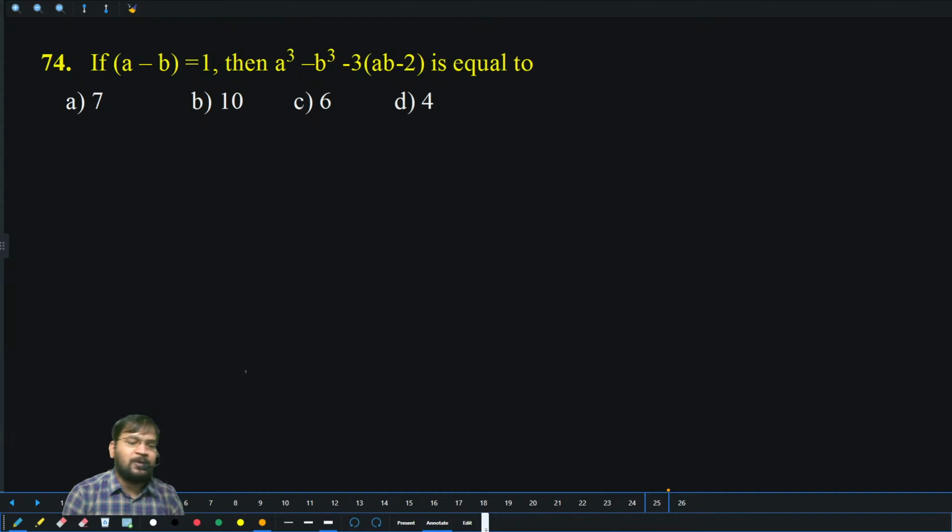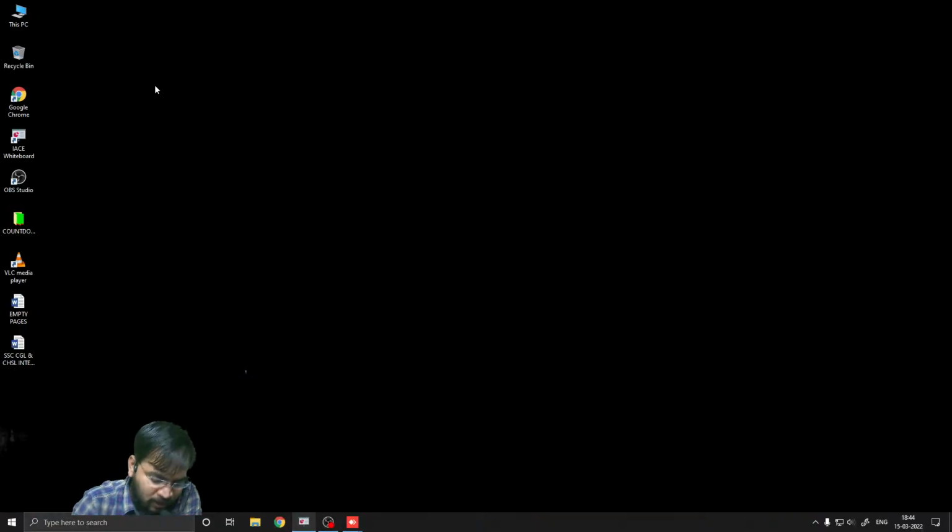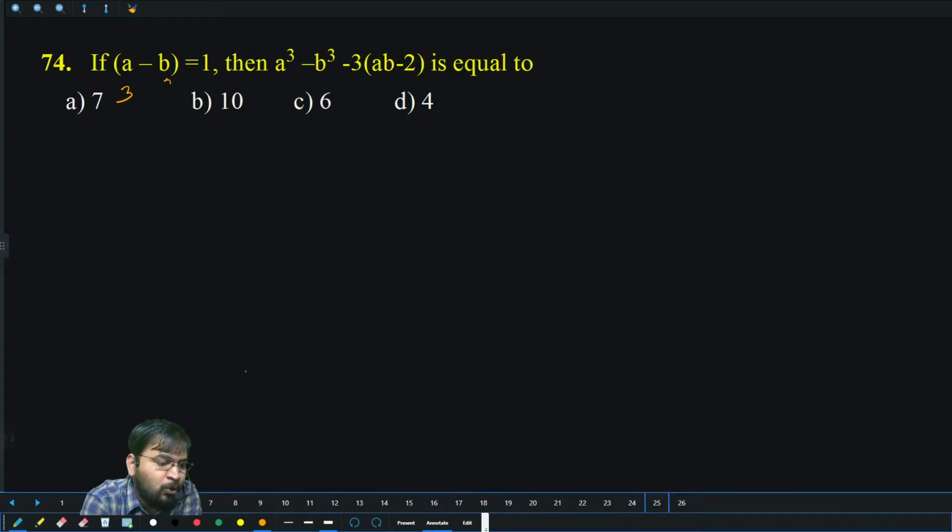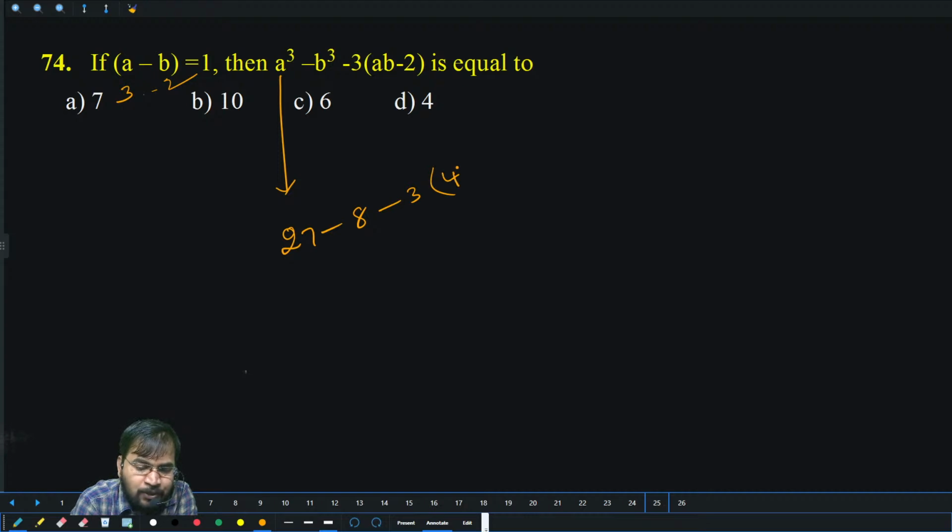If A minus B is equal to 1, then A cube minus B cube minus 3 times AB minus 2 is equal to what? Just go by assumption. Take A is equal to 3, B is equal to 2, so 3 minus 2 is 1. Then substitute here: A cube 27, B cube 8, minus 3 into 6 minus 2, which gives 12 minus 12 minus 8, 20. If you subtract 20 from 27, it is satisfied.